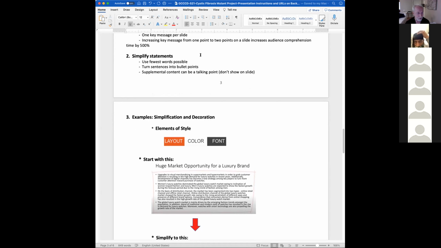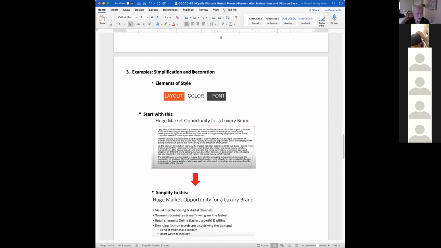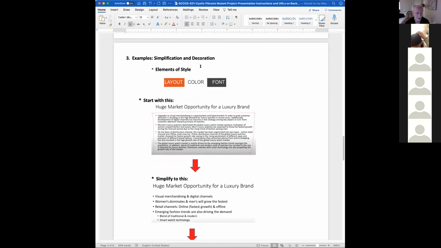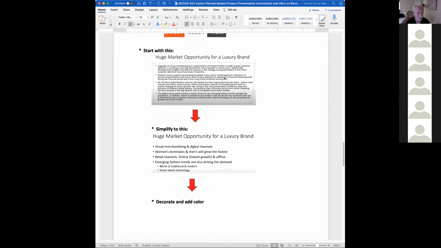Don't try to say too much per slide. Simplify your statements. Use the fewest words possible to make the point. And that's done more easily when you turn sentences into bullet points. And if there is a small point you want to make, you can have it as a talking point, a supplement to your slide, and you don't necessarily have to show it on the slide itself. And then number 3 here is an example of how simplification can be done. The elements of style that you'll use include the layout, the way you lay out elements of your slide, the colors you use, and the fonts that you use.